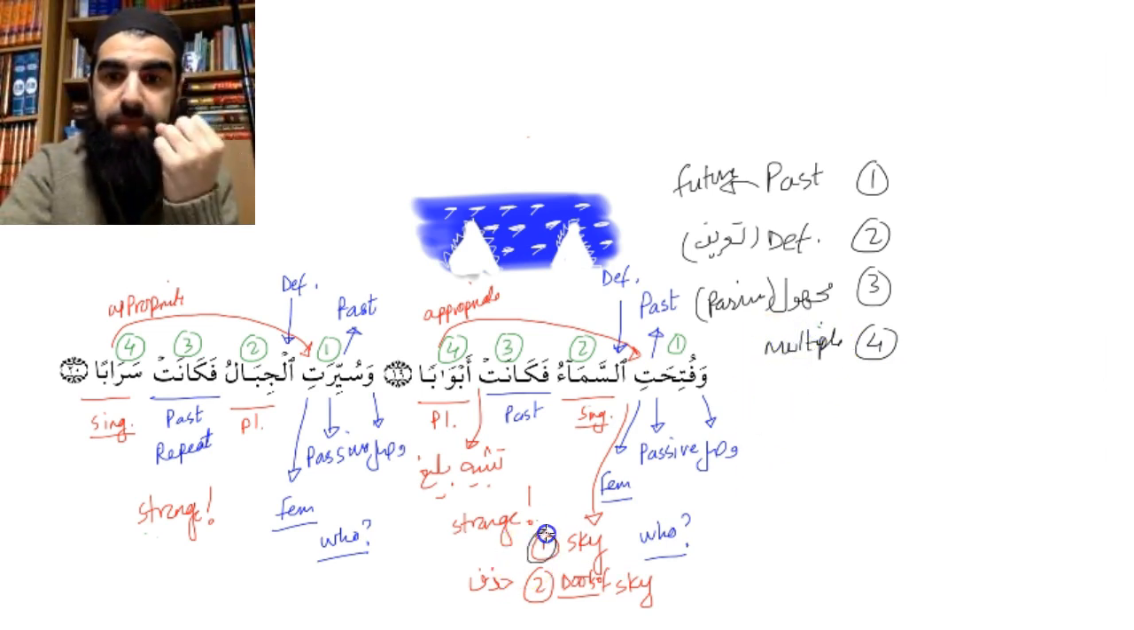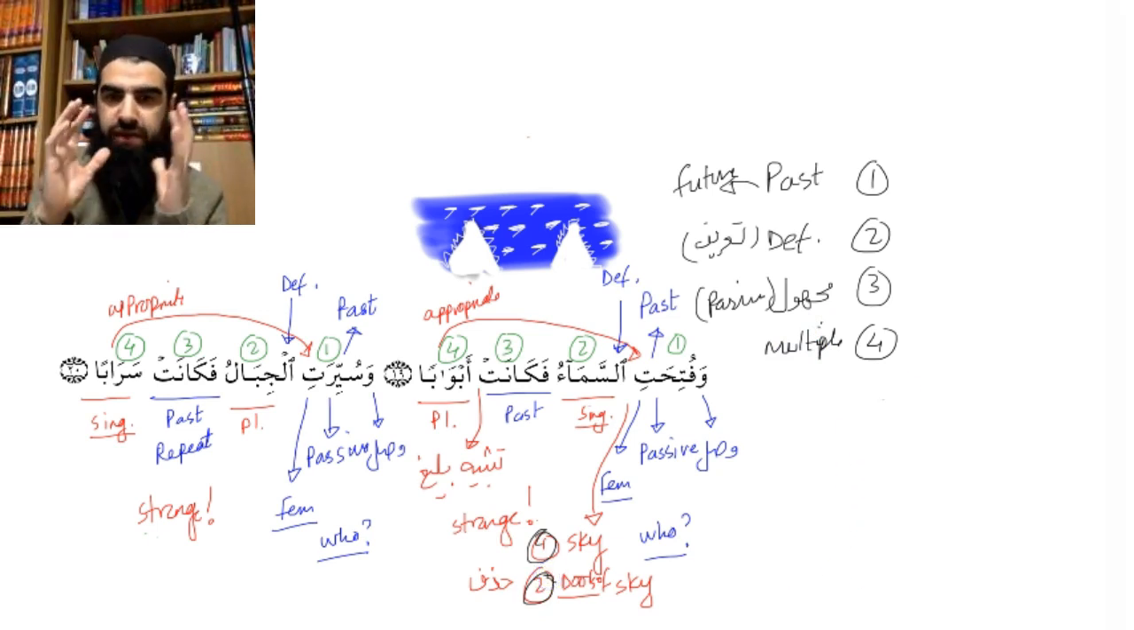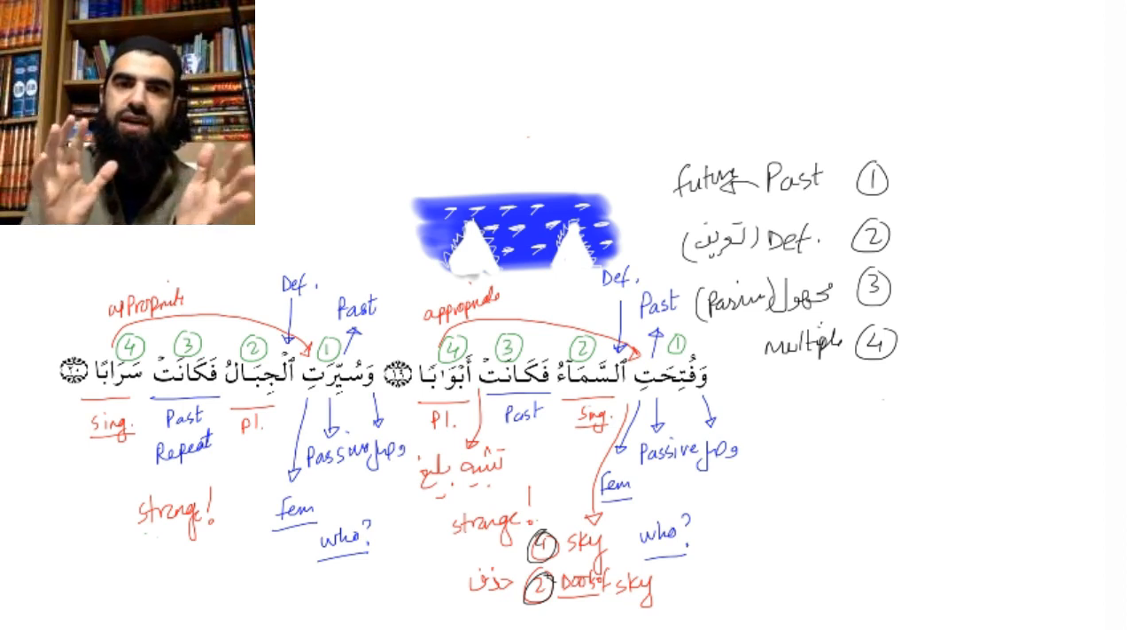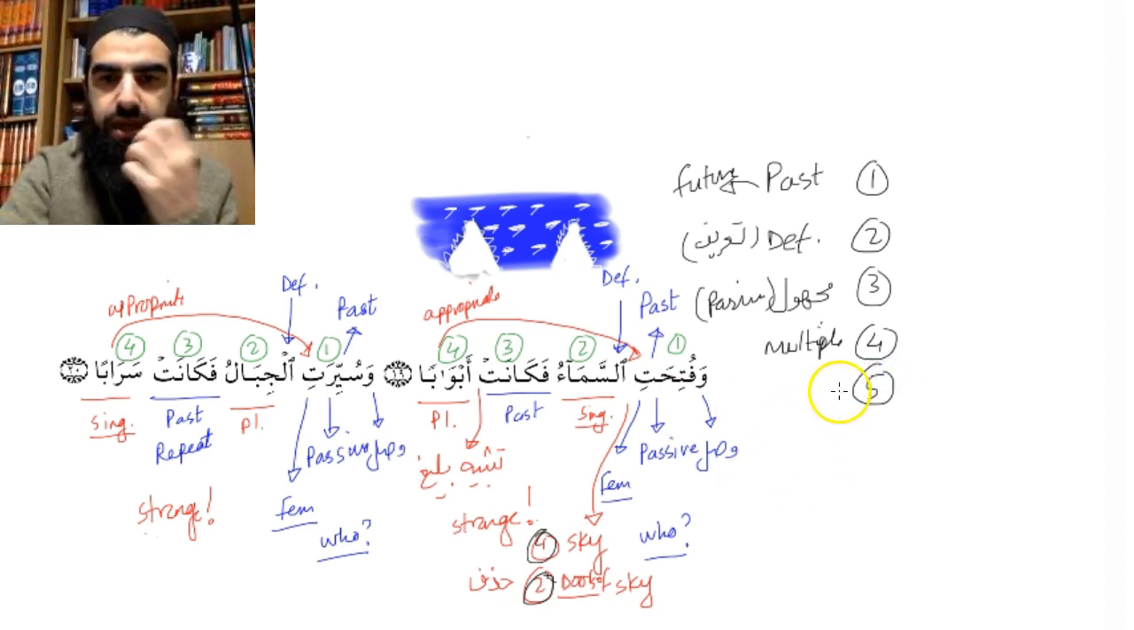Number 4 is multiple meanings. Multiple meanings is a very powerful way, like in films, where you have multiple camera shots. A very similar idea you can imagine happening over here as well.